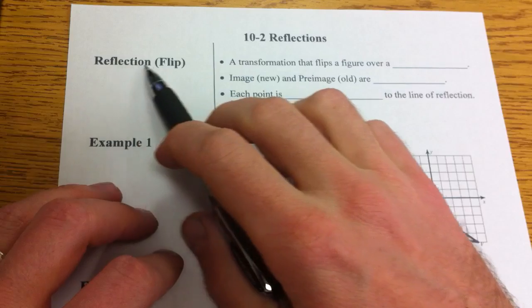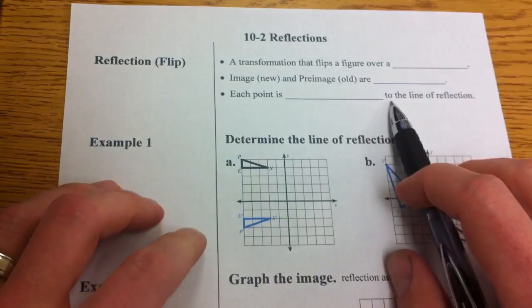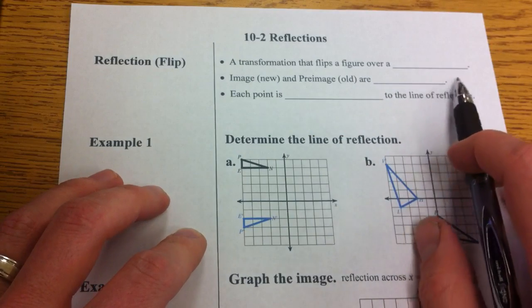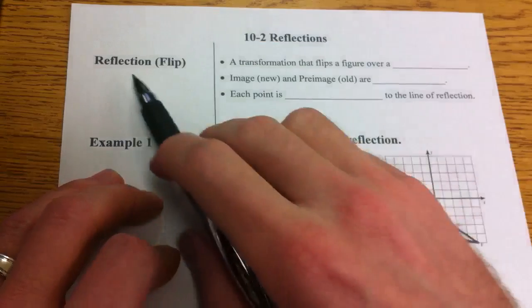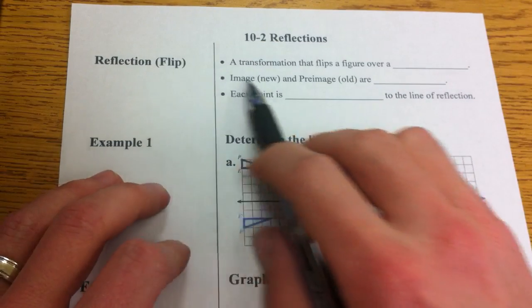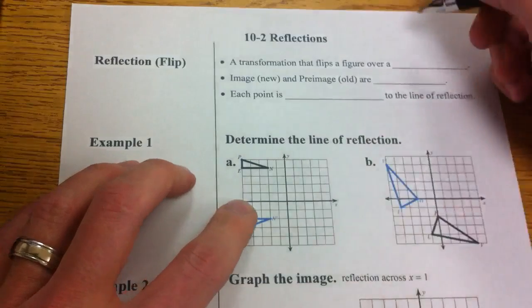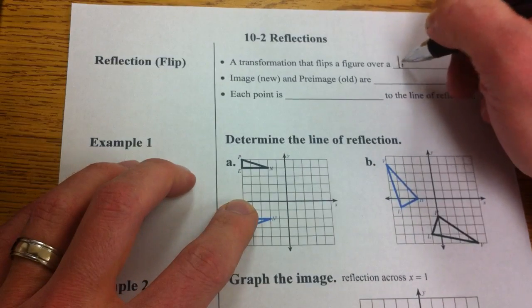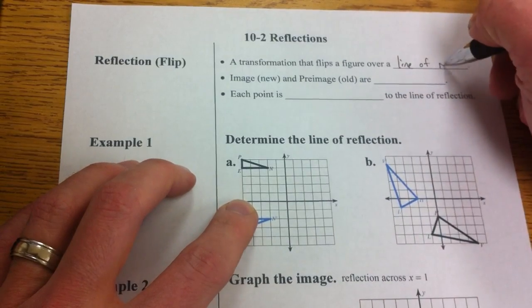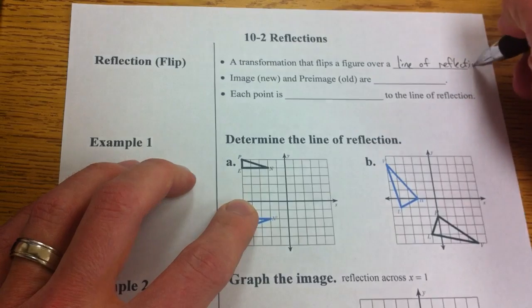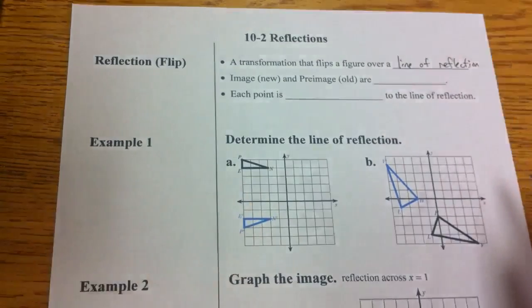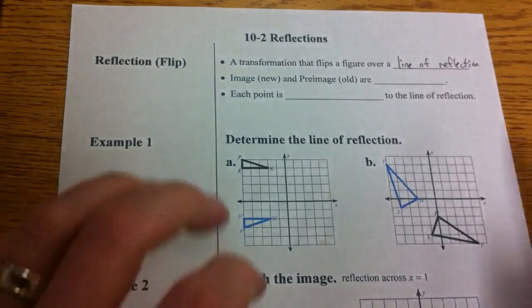First off, we go through what a reflection is. You might want to pause this video and copy these sentences down, and then come back through with me and fill in the blanks. So a reflection, also called a flip, is a transformation that flips over a line of reflection. So there's always a line of reflection that I flip something over, I reflect something over.